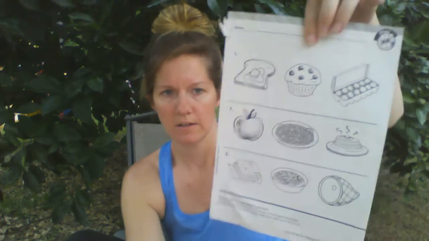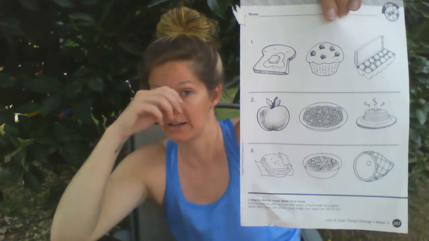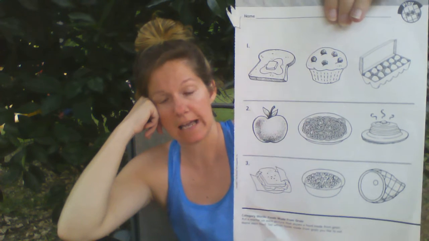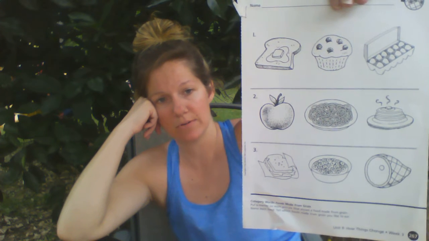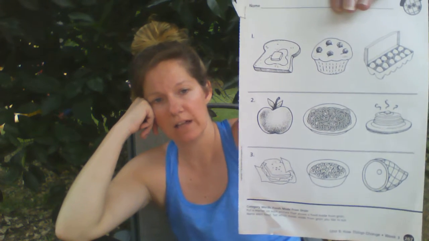All right. The next page should be, nope, not that one. This one here. Okay. Should be this page. All right. And you are going to color the pictures that show a food made from grain. Now remember, grain makes things that are bread-like. It's hard to explain one of those, but okay. So on the top row, you have toast, a muffin, and eggs. All right, in the next row, you have an apple, spaghetti, and pancakes. And then at the bottom, you've got a sandwich, cereal, and a ham.